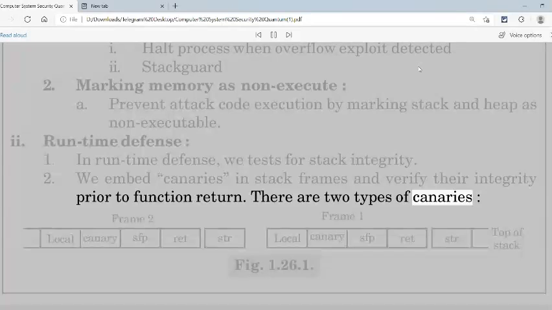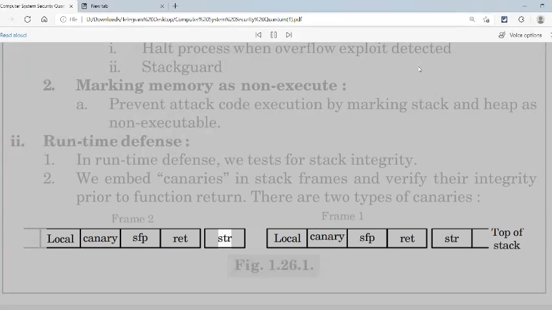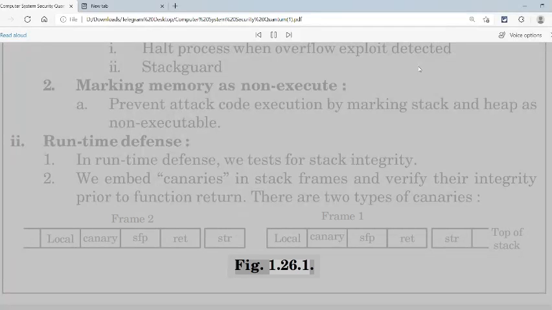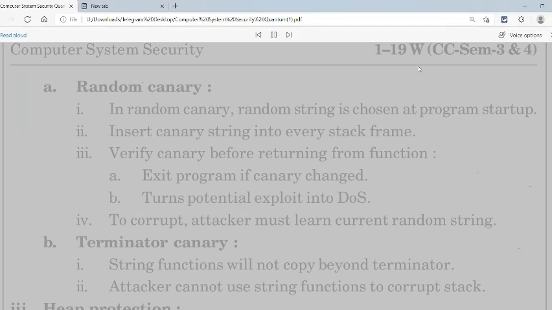There are 2 types of canaries. Local canary, SFP, ret, str, top of stack, Frame 2, Frame 1. Fig. 1.26.1. A. Random canary. I. In random canary, a random string is chosen at program startup. 2. Insert the canary string into every stack frame. 3. Verify the canary before returning from the function. A. Exit program if the canary changed. B. Turns a potential exploit into a DoS. 4. To corrupt it, the attacker must learn the current random string.